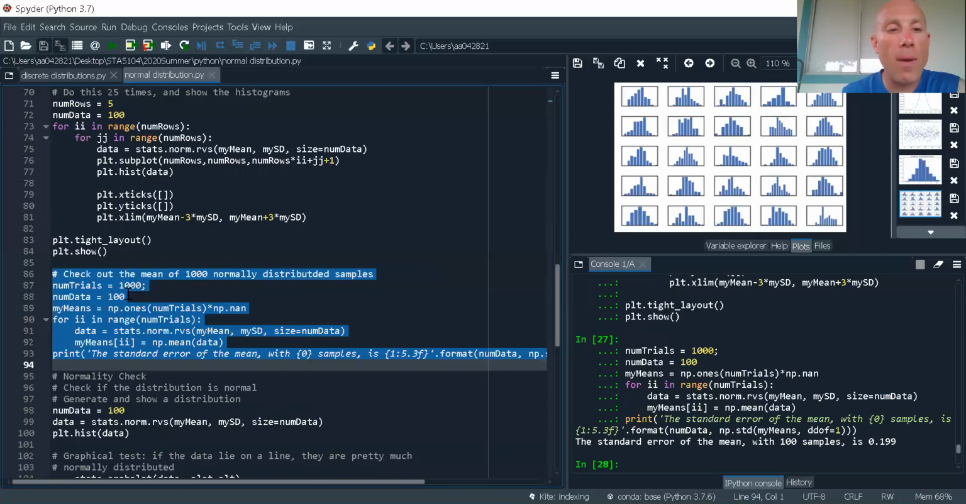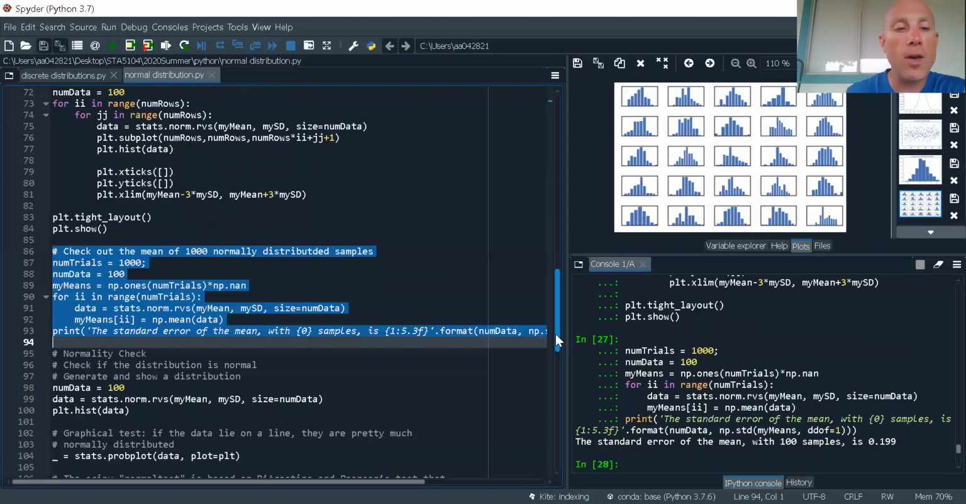And that comes from having 100 observations. Square root of 100 is 10. Standard deviation is 2. 2 divided by 10 is 0.2. Boom, that's where we got this. It's not quite 0.2 because it's randomly generated numbers.